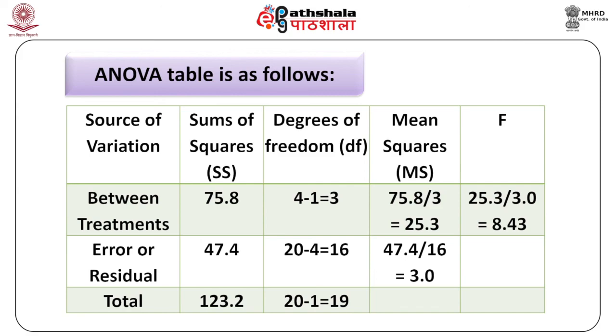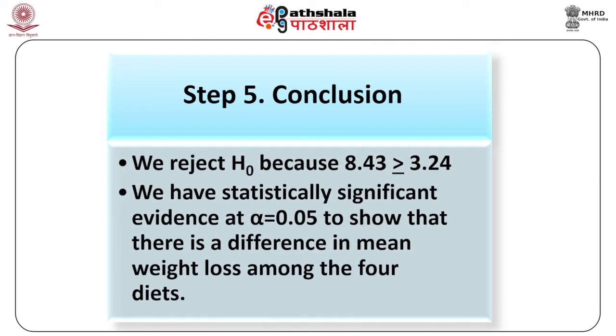For error and residual, we have sum of squares equal to 47.4, degrees of freedom equal to 20 minus 4, which is 16, and mean square equal to 47.4 divided by 16, that is 3. For the total, the sum of squares is 123.2, and the total degrees of freedom is 19. Step 5, conclusion. We reject the null hypothesis because 8.43 is greater than or equal to 3.24. We have statistically significant evidence at alpha equals 0.05 to show that there is a difference in mean weight loss among the 4 diets.